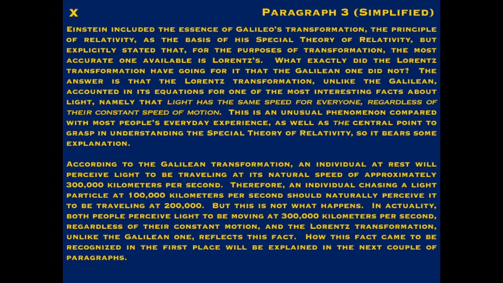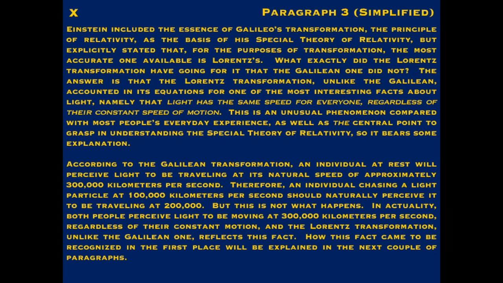What exactly did the Lorentz transformation have going for it that the Galilean one did not? The answer is that the Lorentz transformation, unlike the Galilean, accounted in its equations for one of the most interesting facts about light, namely that light has the same speed for everyone, regardless of their constant speed of motion. This is an unusual phenomenon compared with most people's everyday experience, as well as the central point to grasp in understanding the special theory of relativity, so it bears some explanation.